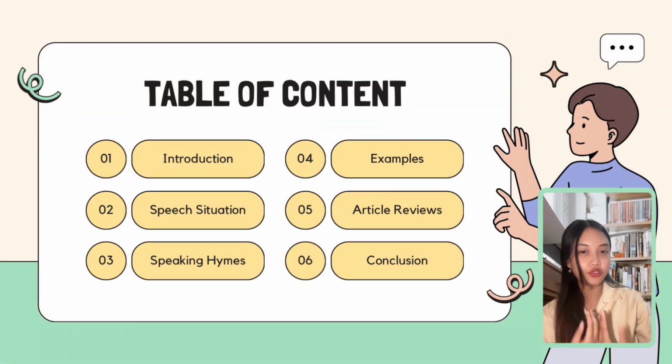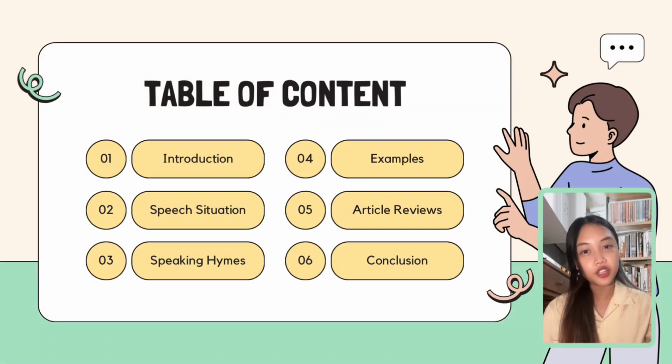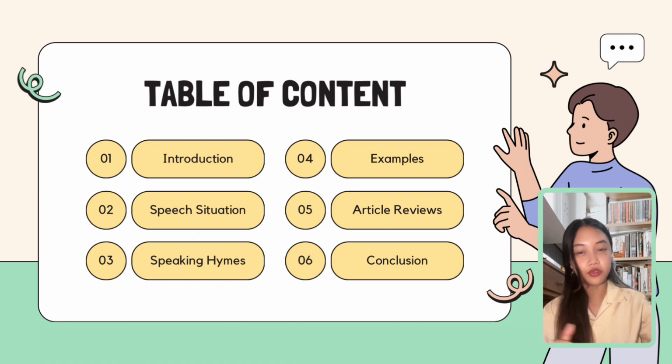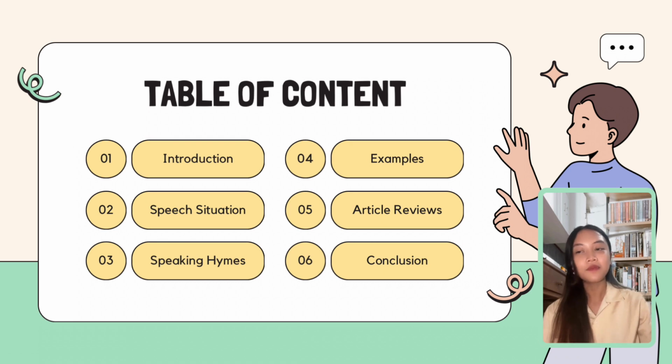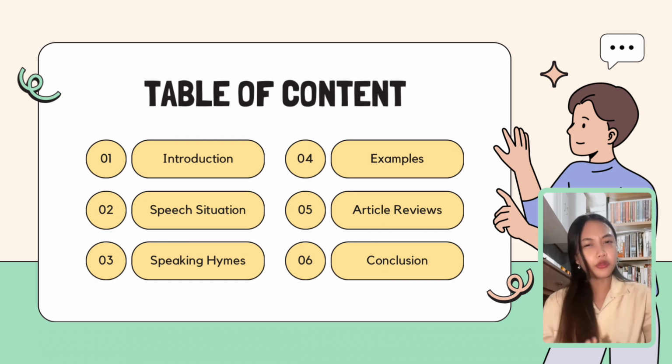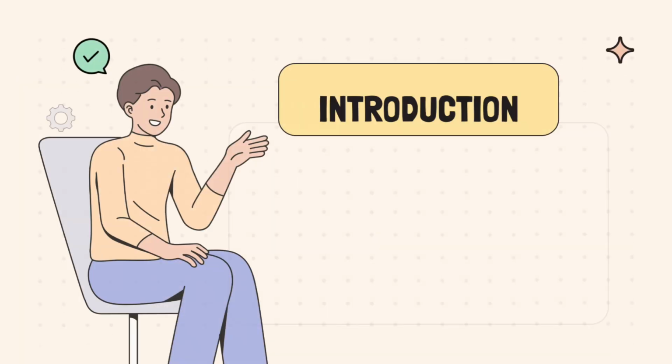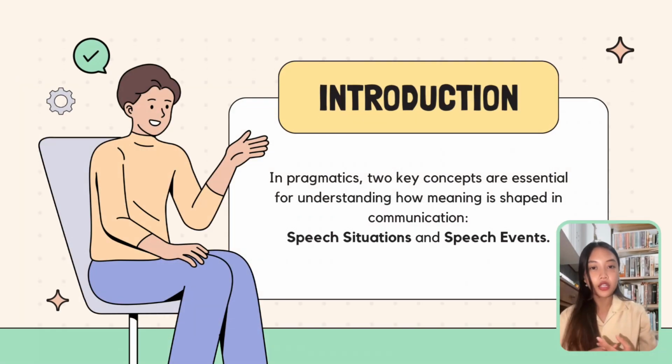First, I'm going to introduce what speech situations and speech events are. And then second, I'm going to focus more on speech situations. Next, we move on to the SPEAKING model, which is a model by Mr. Hymes. And then I'm going to give you some examples for more understanding of the theories that I just proposed previously. And then article reviews to give more examples of what we talked about. And then conclusion.